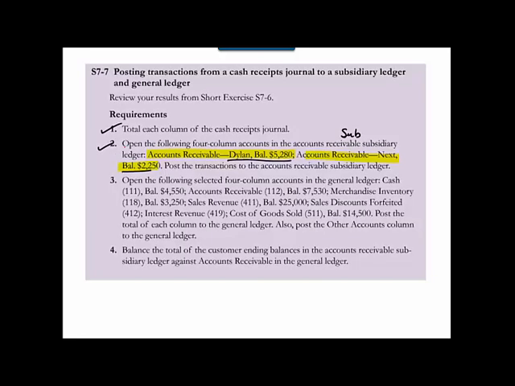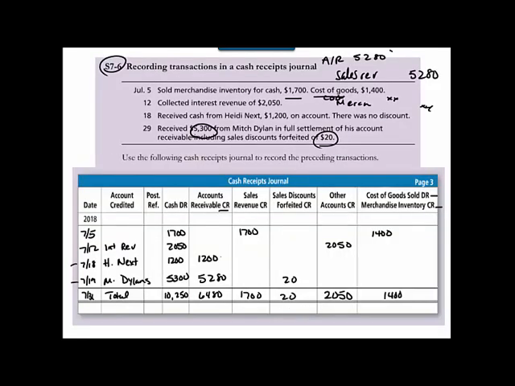Part 3 says to open all these ledger accounts, and we've got balances in cash, accounts receivable, merchandise inventory, sales revenue has a balance, sales discounts forfeited and interest revenue do not have a balance, and cost of goods sold has a balance of 14.5. So we're going to open up those and then post all of these totals across here.